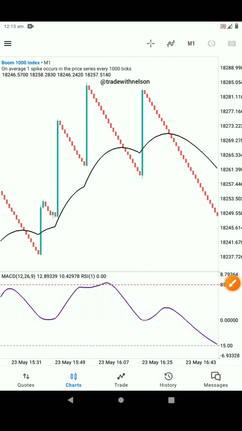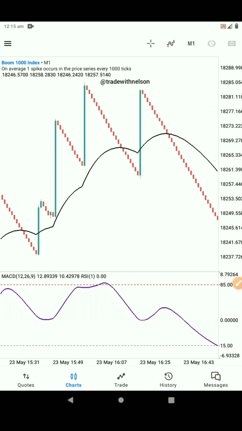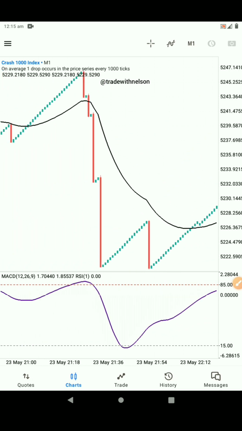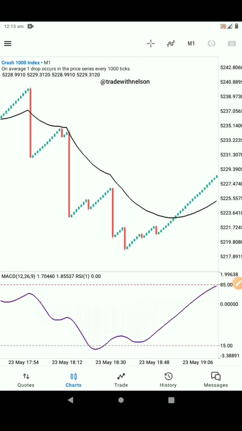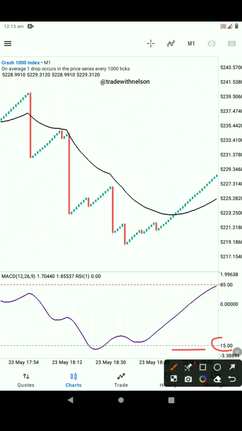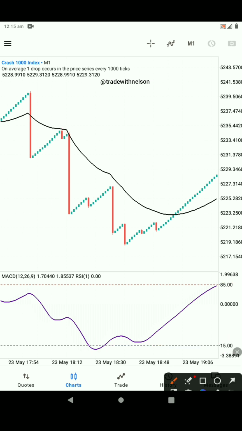Let's go to the crash market and let me show you how it works over there. This is the Crash 1000 market. In the crash market, we focus our attention on the 15 level because this is a support level. When the market gets to it, we expect the market to buy to the upside. So we can see spike, retrace, spike, pushes the MACD into the 15 level, which is a good support level.